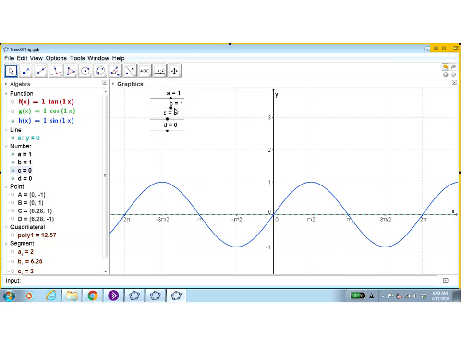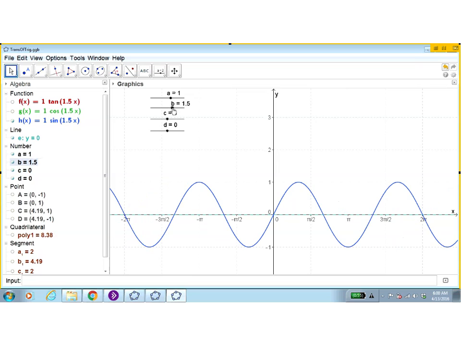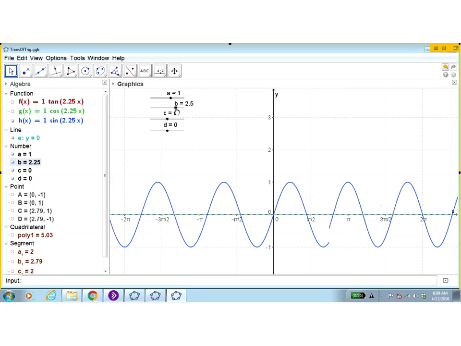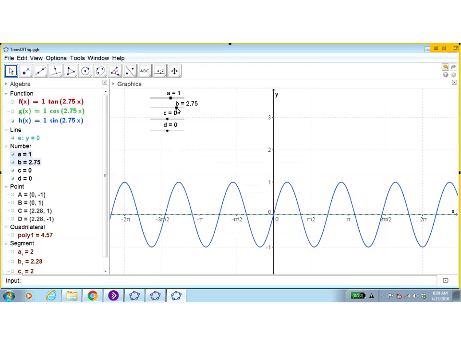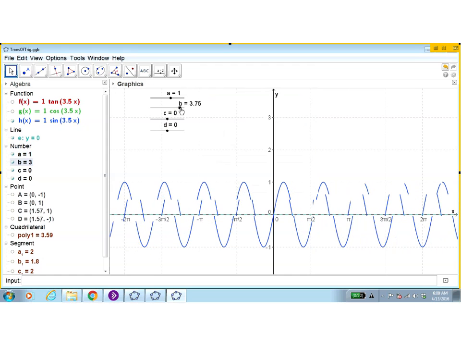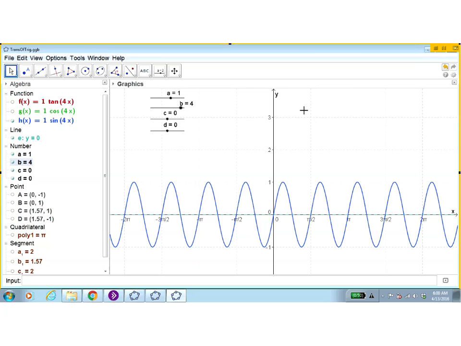Well, I'm going to increase b, and I want you to watch what happens to my graph. So what happened? Well, it almost looks like it's a spring and it's getting squished together, right? So the word for this is compression. We saw some compression happen to our wavelength.